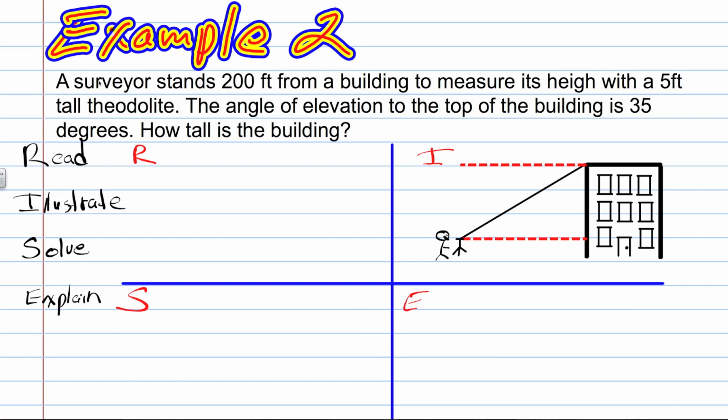A surveyor stands 200 feet from a building to measure its height with a 5-foot tall theodolite. The angle of elevation to the top of the building is 35 degrees. How tall is the building? I like to start in my read section with the question. How tall is the building? That's what we want to solve.